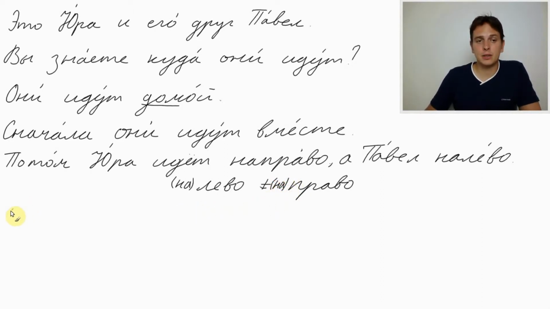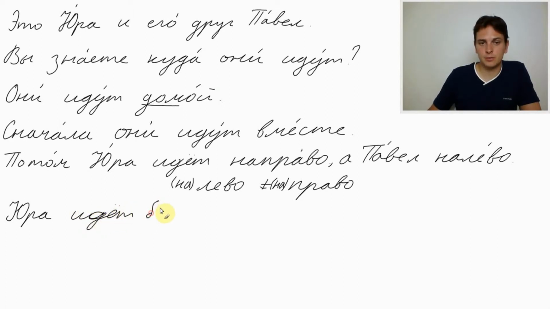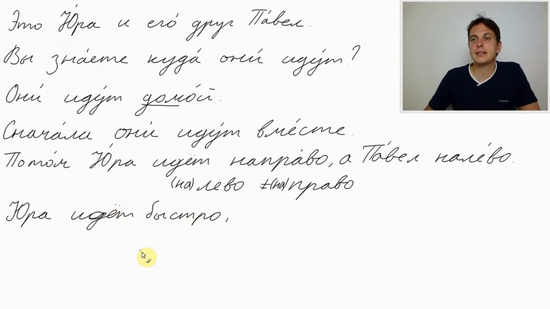Юра идет быстро. Быстро. Юра идет быстро. Yura is going fast. Do you remember how to say fast and slow? Быстро is fast and slow медленно. Быстро, медленно. Юра идет быстро. How would you say Pavel is going slow? Павел идет медленно. Быстро, медленно.